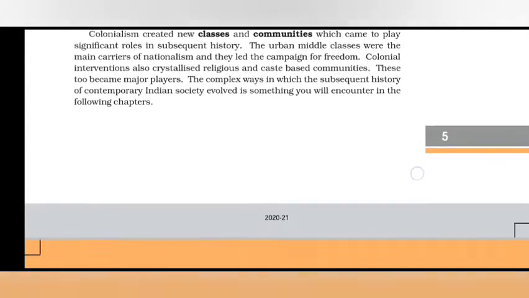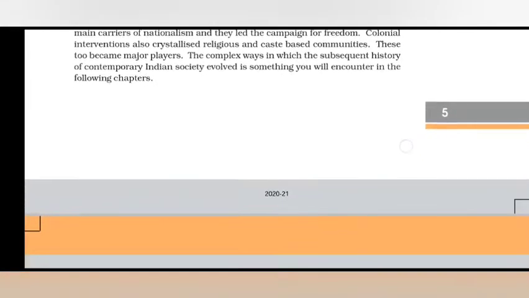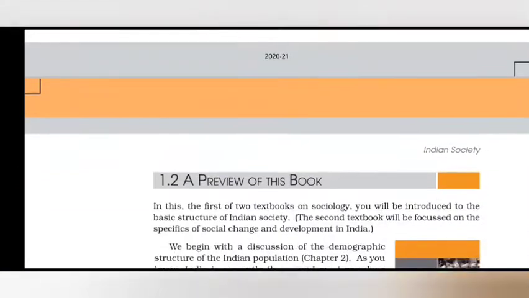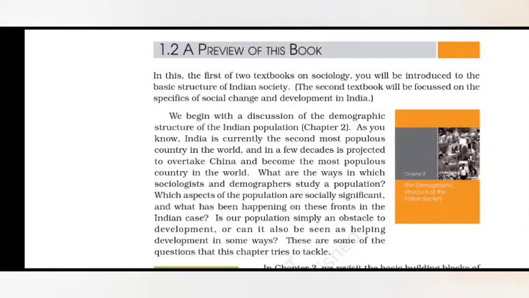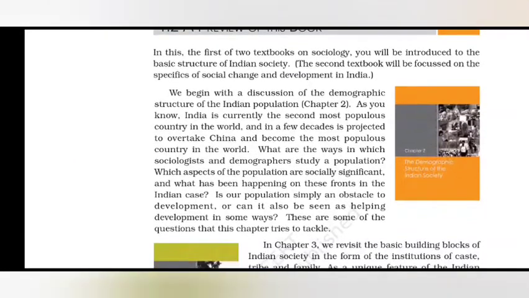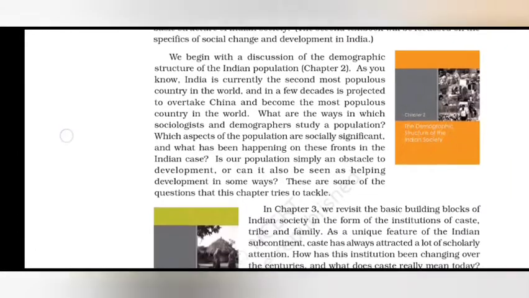The complex ways in which contemporary Indian society evolved in subsequent history is something you will encounter in the following chapters. Preview of this book. In this, the first of two textbooks on sociology, you will be introduced to the basic structure of Indian society. We begin with a discussion of the demographic structure of the Indian population.